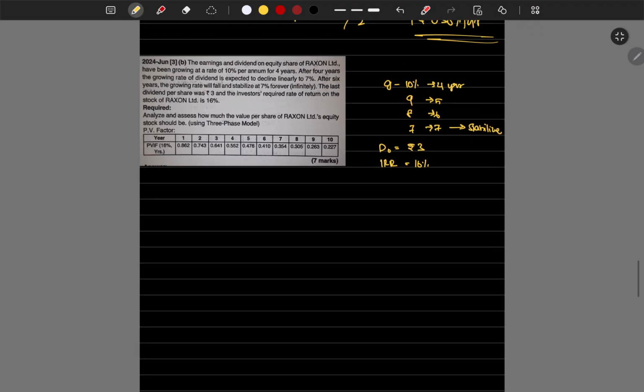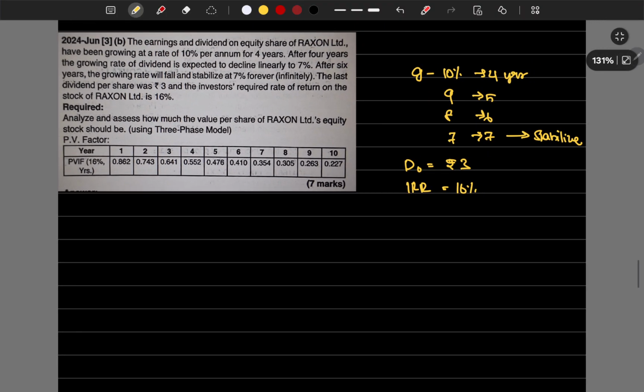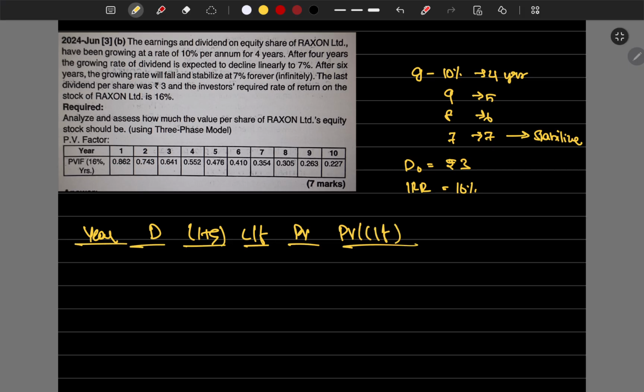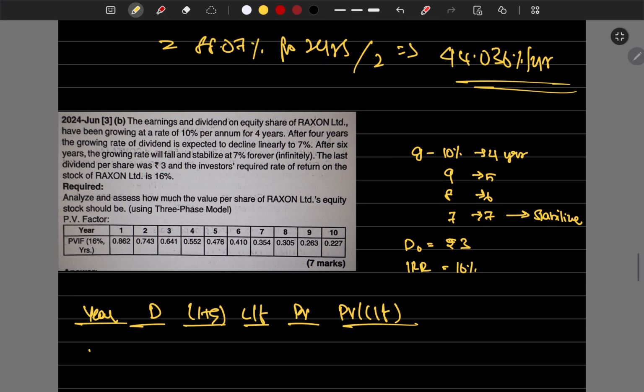Let's go to the last problem, which is from equity valuation. Problem is very simple. As we already saw in yesterday's problem, here we have to put the D value, growth rate, cash flows, and get the present value of cash flow. Earnings are given on Raksan Limited. They have given 10% as the growth rate for the first 4 years.